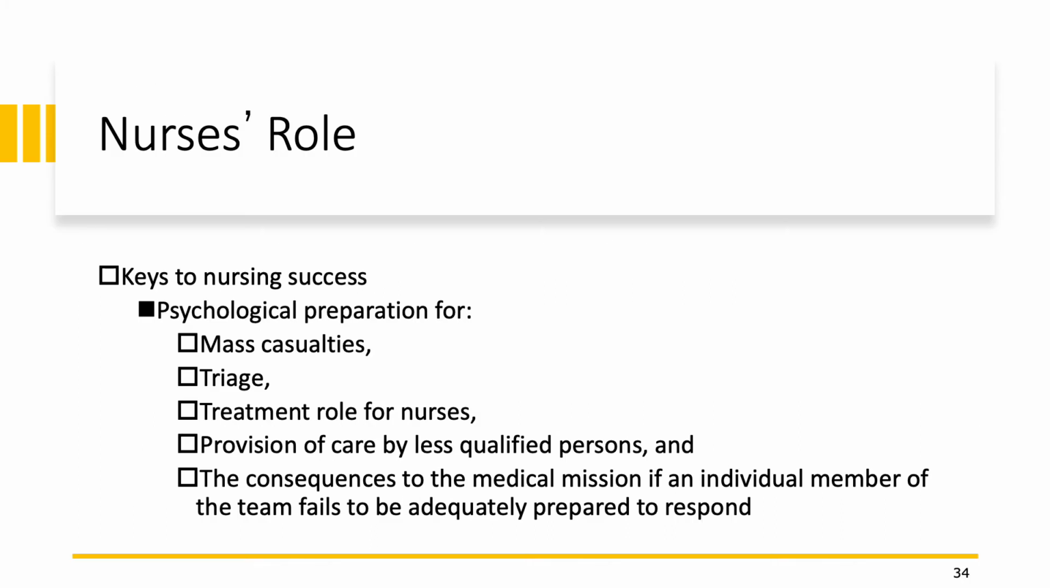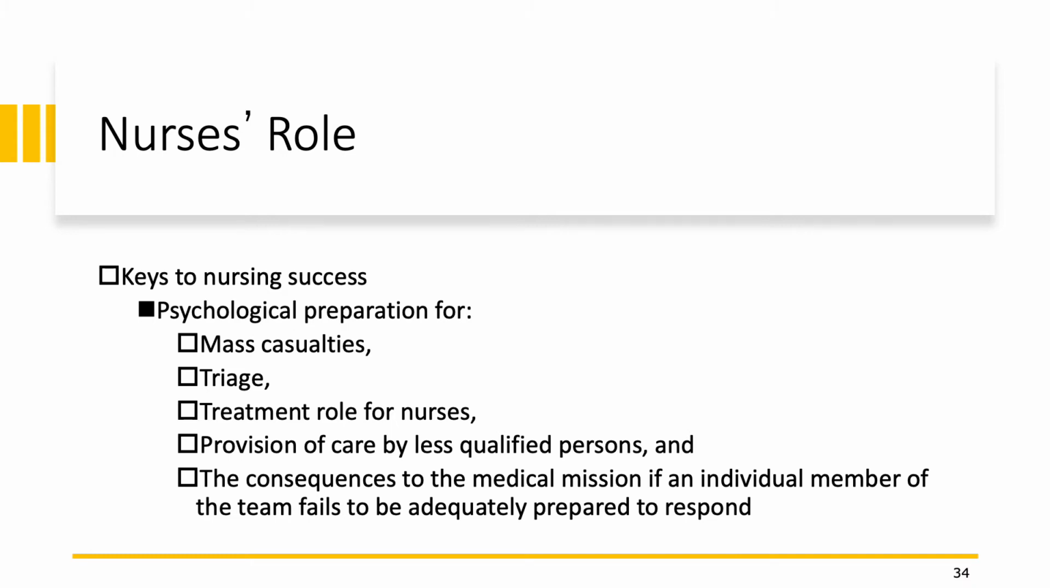Some keys to nursing success, both then and now, are psychological preparation. You need to be prepared if you're dealing with mass casualties. You need to be prepared to make the hard decisions during triage. Nurses need to know what their roles are. A nurse a few days ago told me that notifying families of the death of a loved one during COVID has become their responsibility in some places. That's never really been a nursing responsibility. And people need to be trained and be psychologically prepared for that.